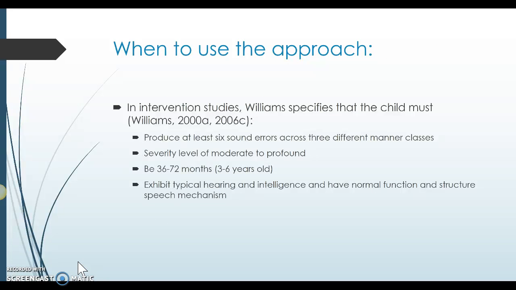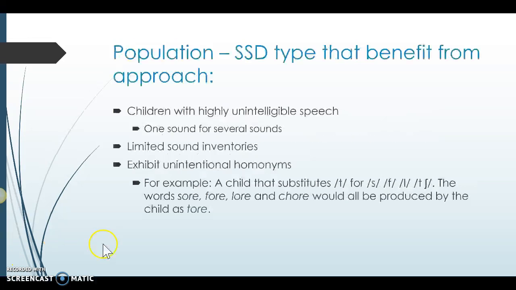So when to use this approach? Williams specified in her studies that the child must produce at least 6 sound errors across 3 different manner classes, have a severity level of moderate to profound, be between 3 and 6 years old, and exhibit typical hearing and intelligence and have normal function and structure of speech mechanisms.